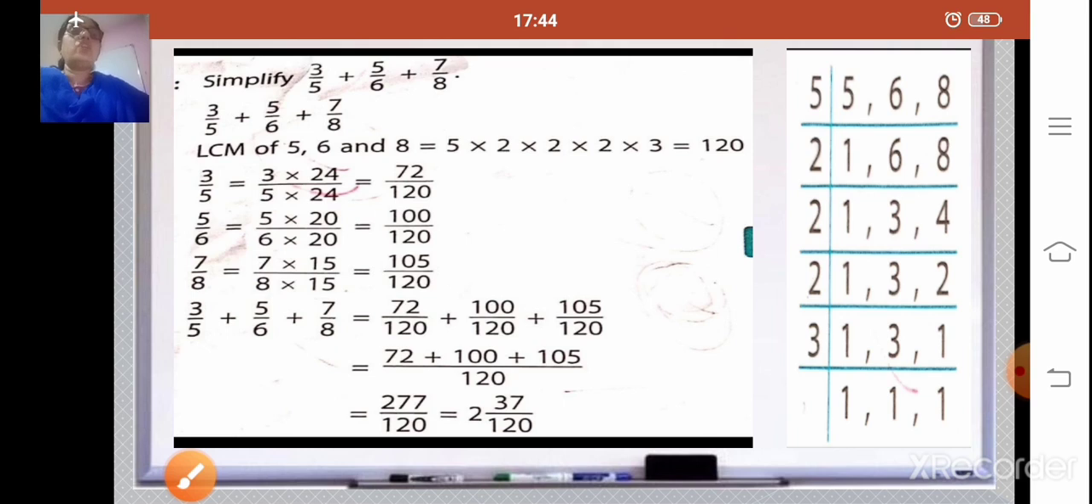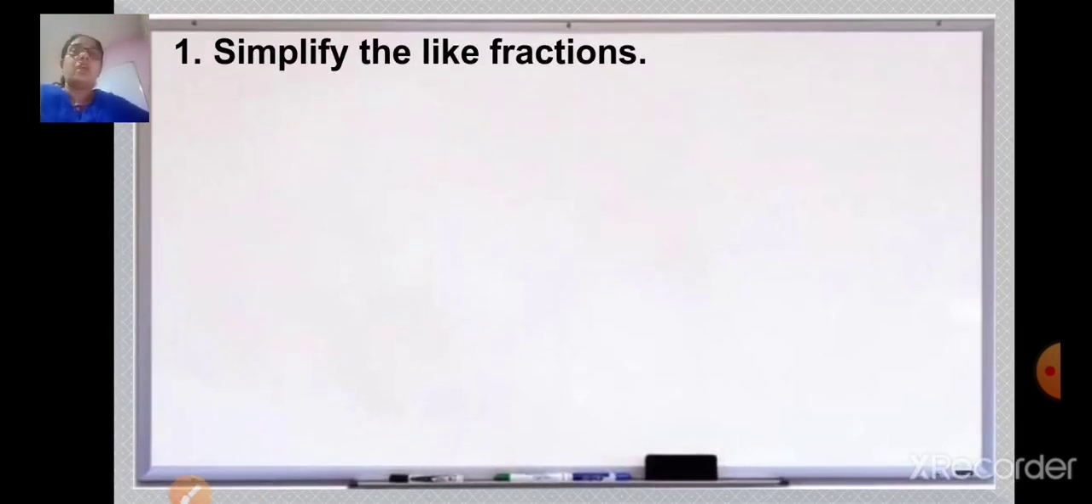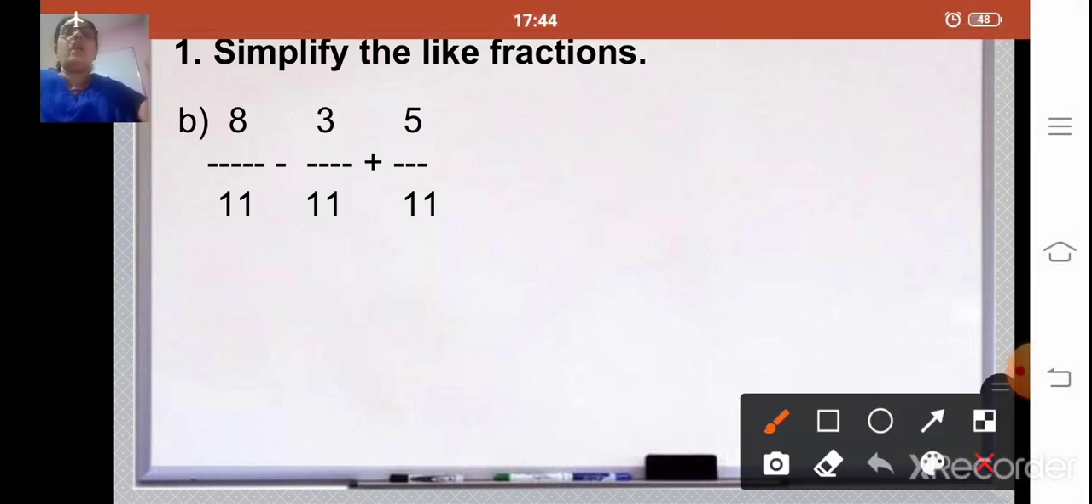Okay, now based on this, let us solve some exercise sums. Exercise 4.5, which you have to solve in your notebook. The first sum is simplify the like fractions: 8 upon 11 minus 3 upon 11 plus 5 upon 11. Now here, 8 minus 3 upon 11, you can do it and then add 5 upon 11.